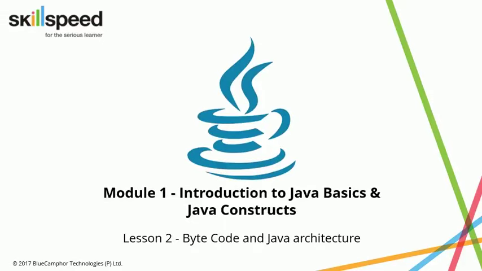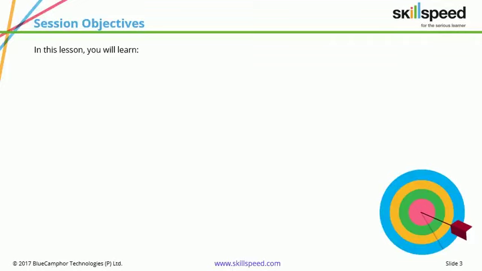Welcome to module number 1, lesson number 2, bytecode and Java architecture. In this lesson, the topics that we're going to learn are an introduction to the concept of bytecode, the compiler, and so many other things that we have in the bytecode concept lesson.